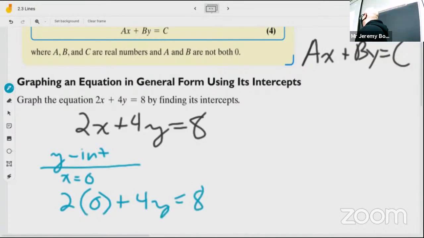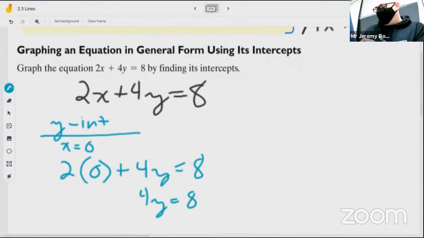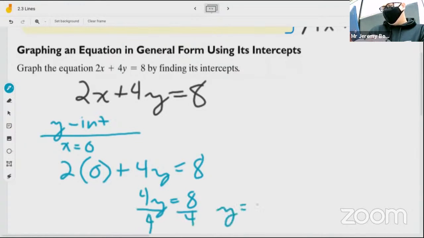Good. And that's going to result in 4y is equal to 8, because 2 times 0 is 0, and 0 plus 4y is 4y. And we'll divide both sides by 4 to solve for y. So we get y equal to 2. Questions on finding that?